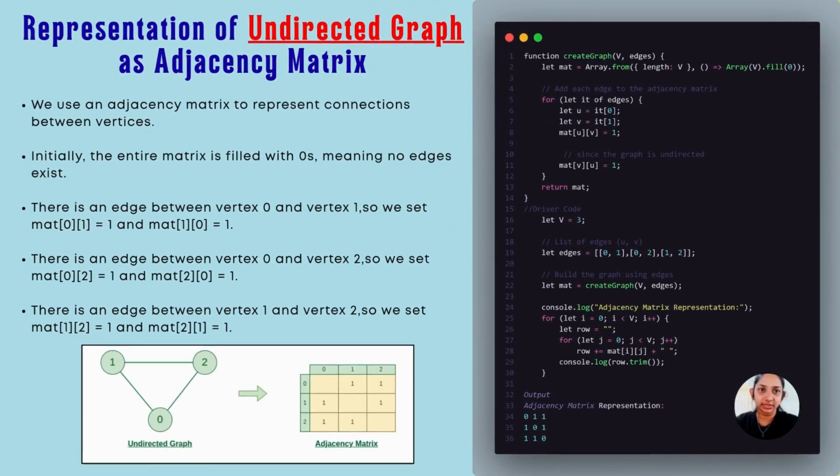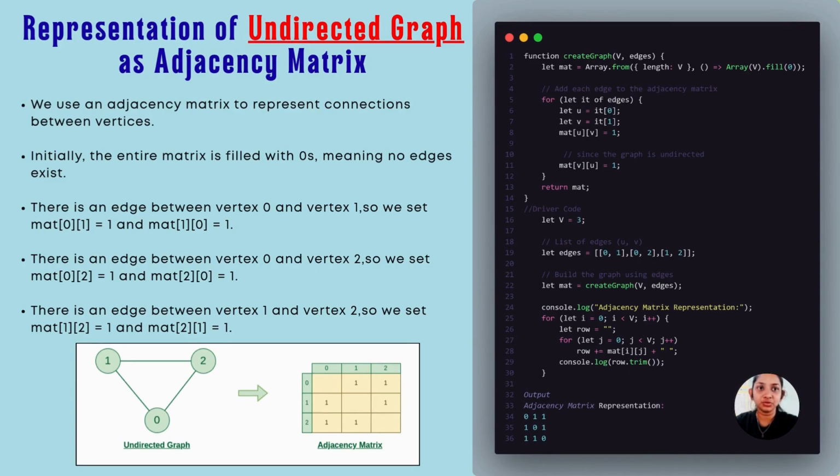Now we are going to see how an undirected graph is represented using an adjacency matrix. We use an adjacency matrix to represent connections between vertices. Initially, the entire matrix is filled with zeros, meaning no edges exist.